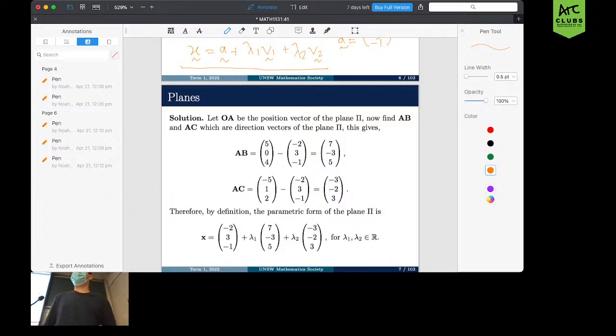But similarly, you could have chosen any other 2 vectors, v1 and v2, but you have to make sure that these 2 direction vectors aren't parallel to each other, because like I said, they would span out a line instead of a plane. Does anyone have any questions about that?